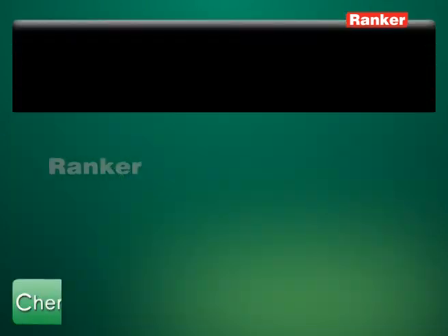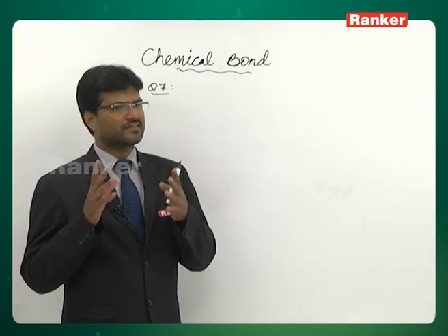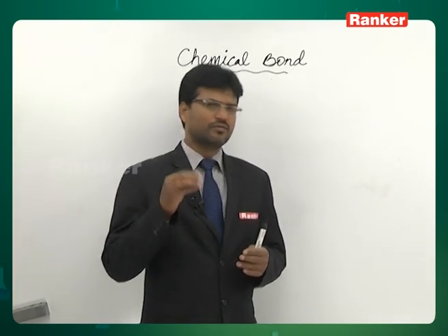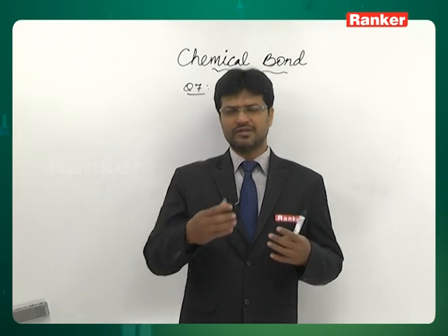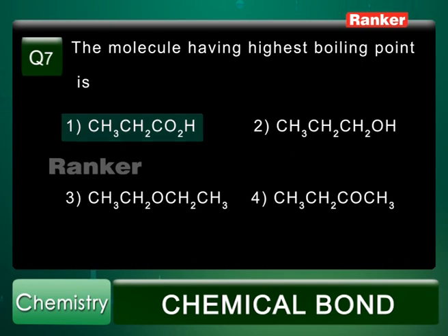Question number 7. The molecule having highest boiling point is: the first option is propanoic acid, second option is propanol, third option is ether, and fourth option is a ketone. Among these compounds, extensive hydrogen bonding is possible in propanoic acid. So propanoic acid, due to extensive, strong hydrogen bonding, its boiling point will be high. So the answer is the first option.